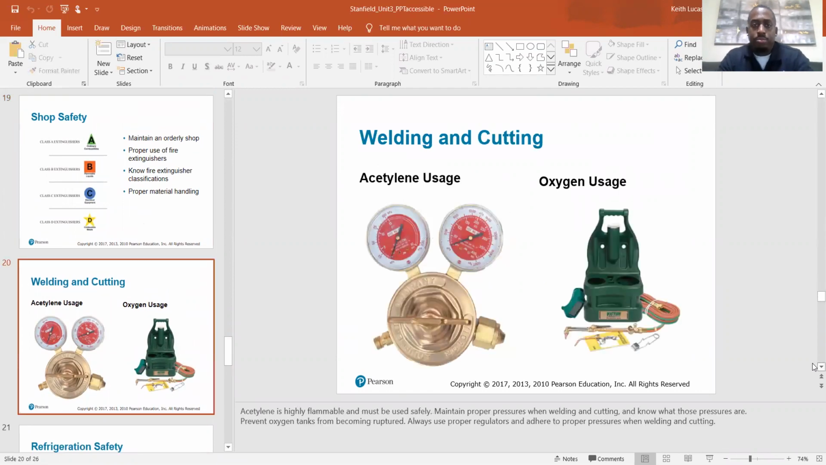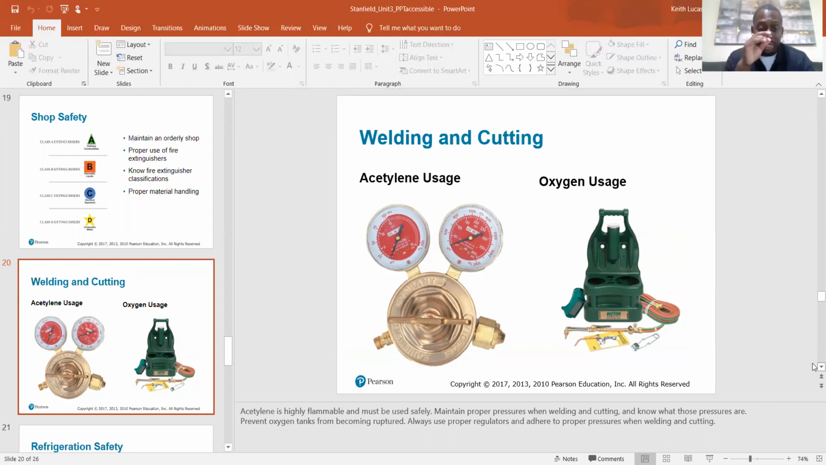All right, moving on. Welding and cutting, acetylene usage, oxygen usage. Acetylene is highly flammable and must be used safely. Maintain proper pressures when welding and cutting, and know what those pressures are. Prevent oxygen tanks from becoming ruptured. Always use proper regulators and adhere to proper pressures when welding and cutting.